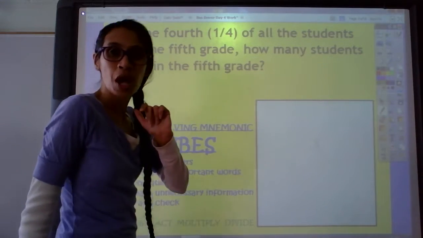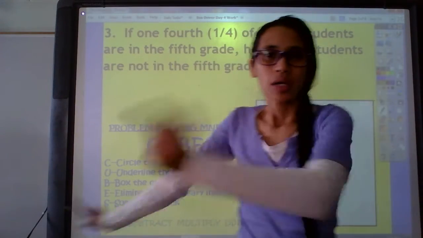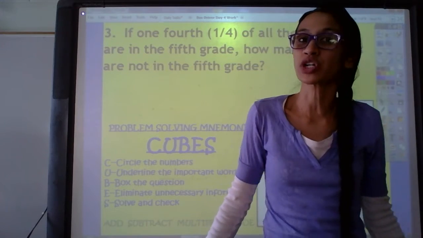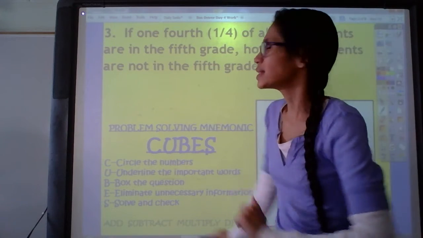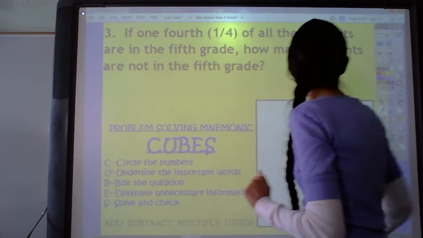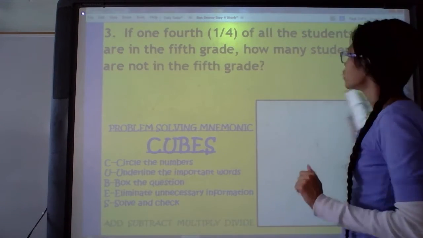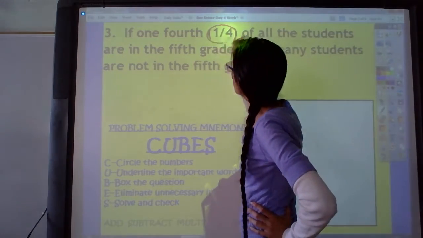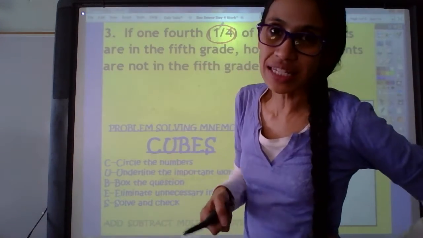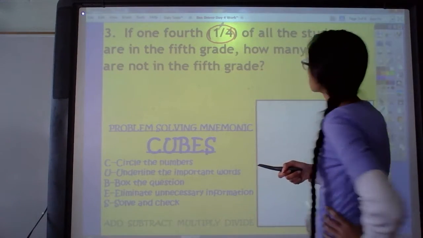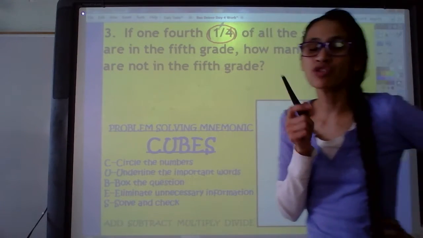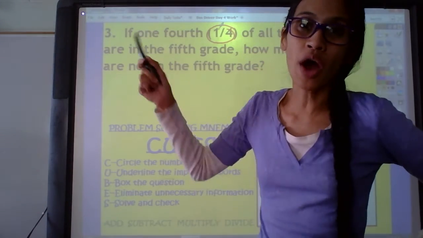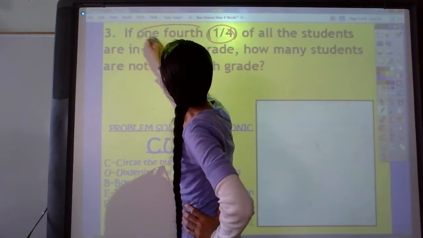To solve this problem, we can use our CUBES clues, and the first step of that clue is the C step. It says to circle the numbers. What numbers do you see? Call out some numbers for me. 1/4. That is a fraction. That's the kind of number that is. What else? Oh, no more numbers. I see numbers in word form. Do you see that? 1/4 right there.